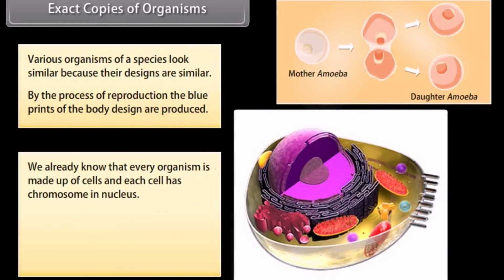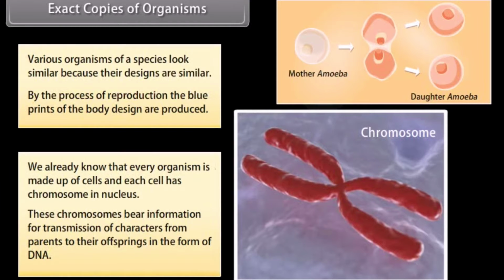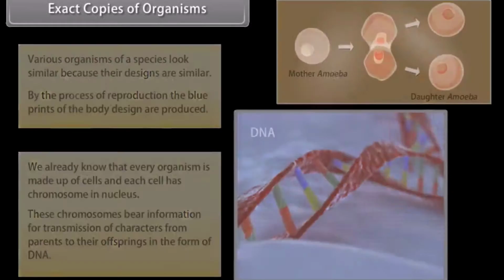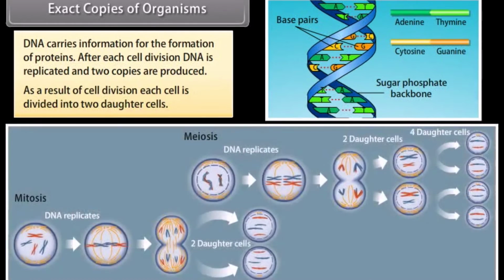We already know that every organism is made up of cells, and each cell has chromosomes in the nucleus. These chromosomes bear information for transmission of characters from parents to their offspring in the form of DNA. DNA carries information for the formation of proteins. After each cell division, DNA is replicated and 2 copies are produced. As a result of cell division, each cell is divided into 2 daughter cells.